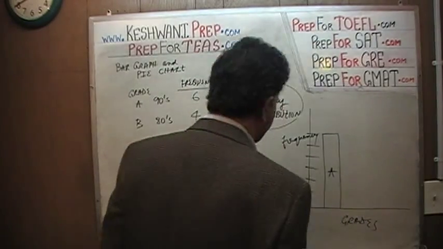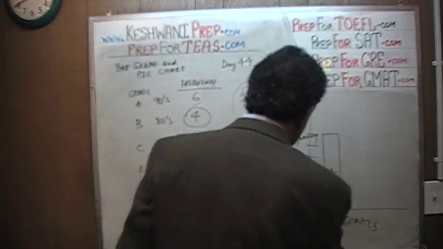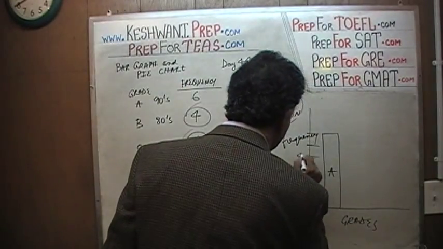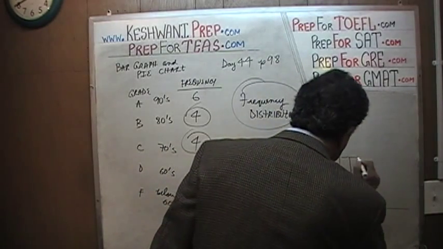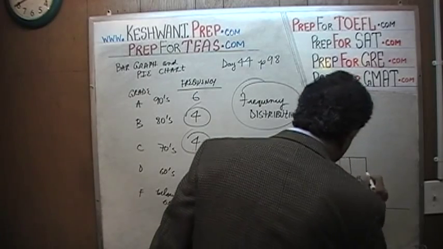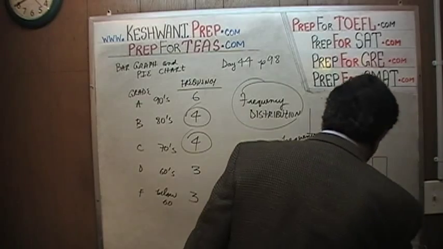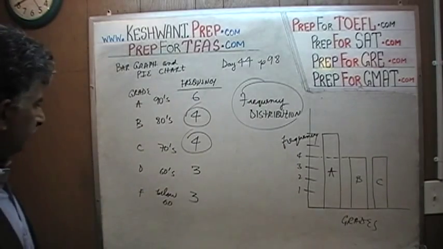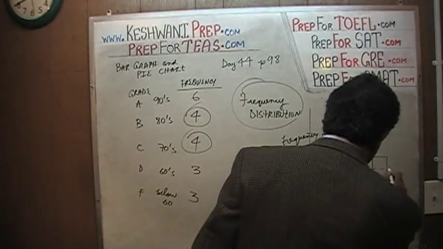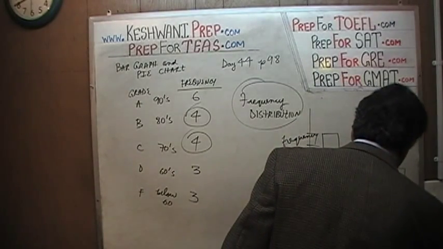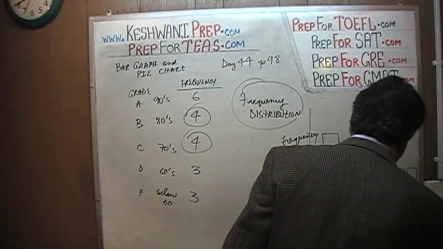Those are A's. How many B's do we have? We have 4 B's and 4 C's. 1, 2, 3, 4. 4 B's. And 4 C's. So that was simple. And then we have 3 D's and 3 F's. 3 D's and finally 3 F's.